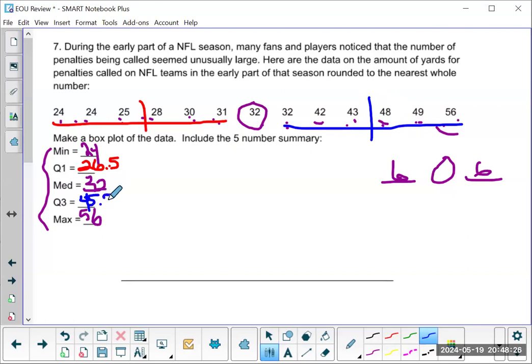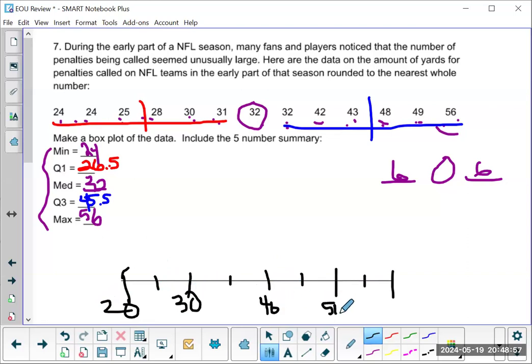All right, so now I need to scale my axis. I want it a little bit lower than 24 and a little bit higher than 56. So I'm going to go from 20 to 60. Sorry, my mouse is freaking out. So 20, 30, 40, 50, 60. I'll even put some 5s in there just to make my life easier. Sorry about my writing, I only have my mouse, which makes it kind of hard.